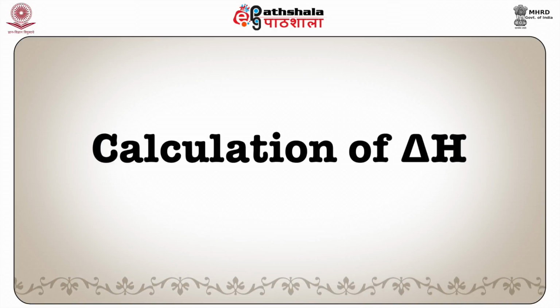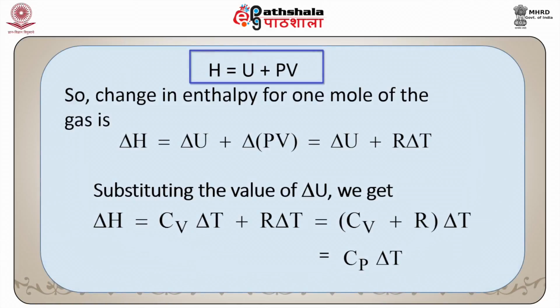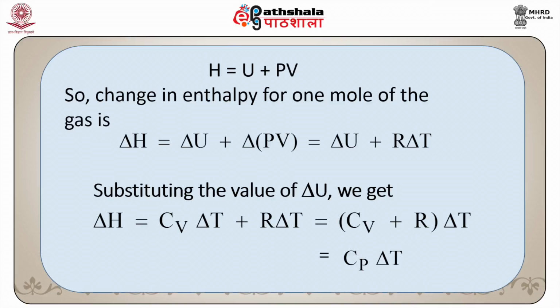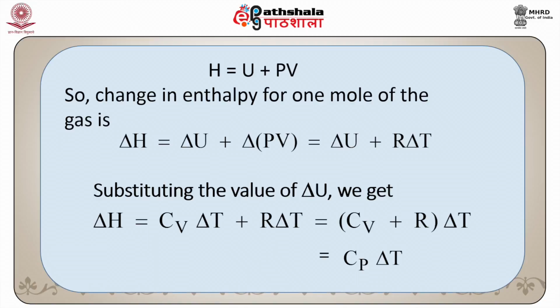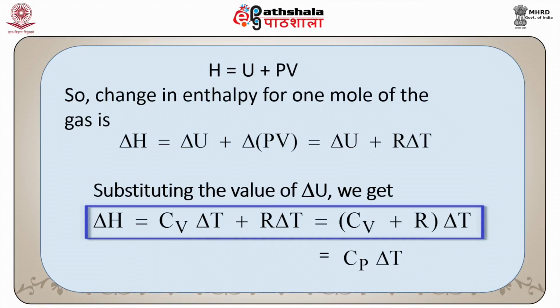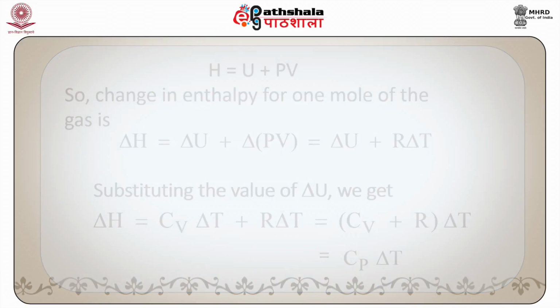Calculation of delta H. From classical thermodynamics, enthalpy is given by H equal to U plus PV. So, the change in enthalpy for 1 mole of gas is delta H equal to delta U plus delta (PV), equal to delta U plus R delta T. Substituting the value of delta U, we get delta H equal to Cv delta T plus R delta T, equal to (Cv plus R) delta T, equal to Cp delta T.